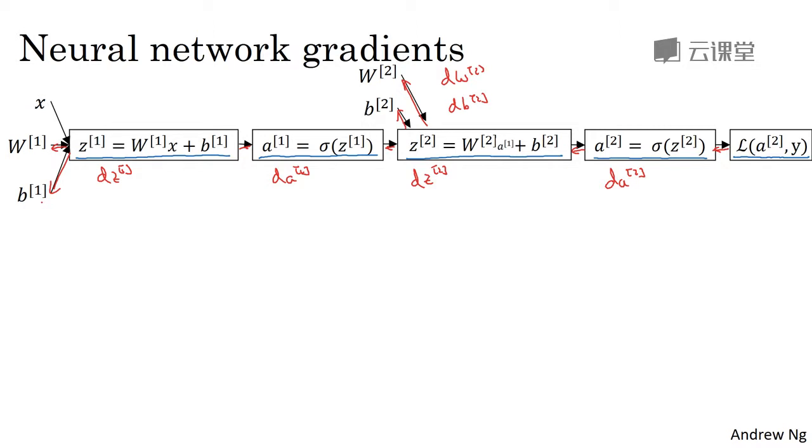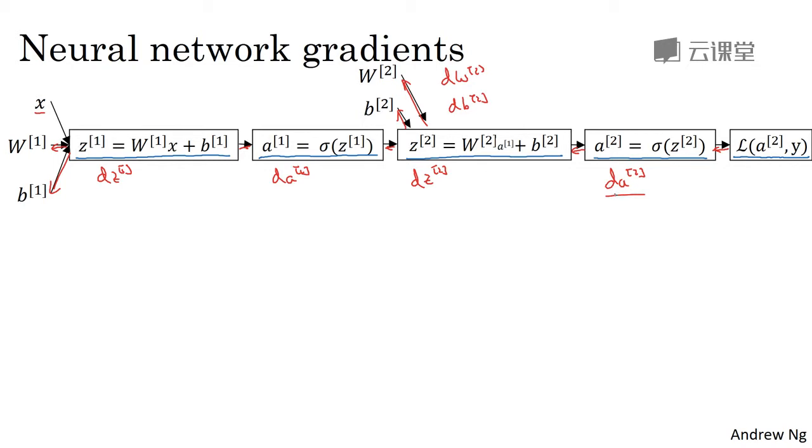Well, we don't need to take derivatives with respect to the input x, since the input x for supervised learning is fixed, so we're not trying to optimize x, so we won't bother to take derivatives, at least for supervised learning, with respect to x. And so I'm going to skip explicitly computing dA2.